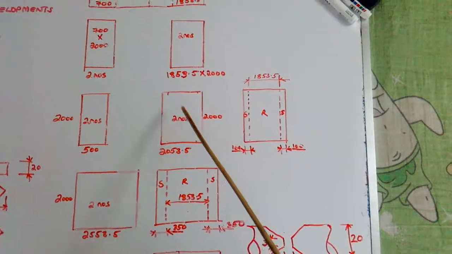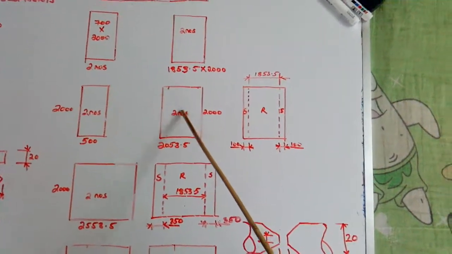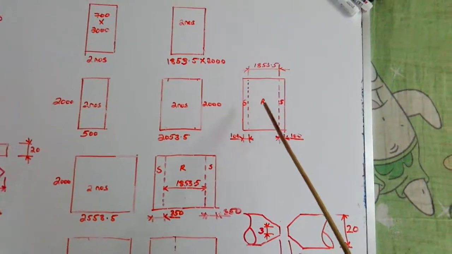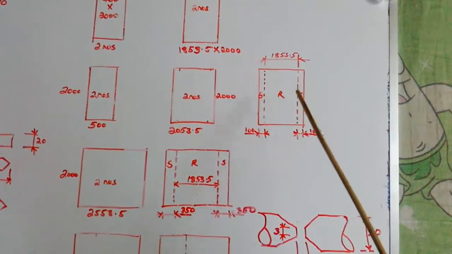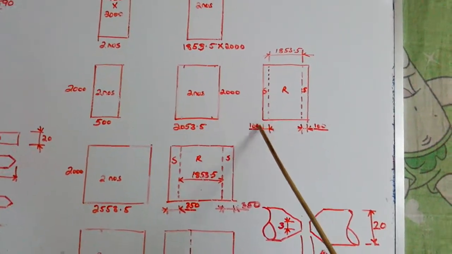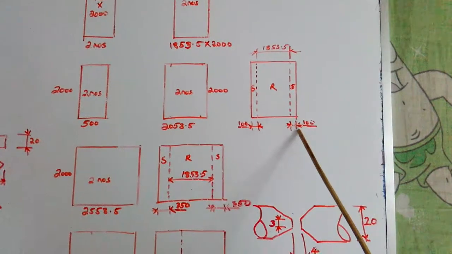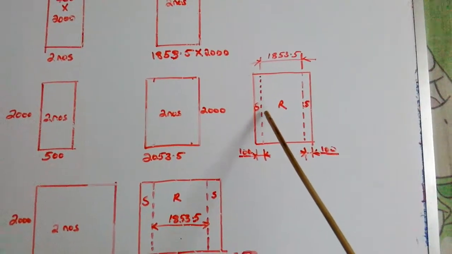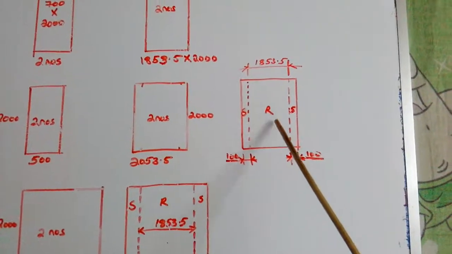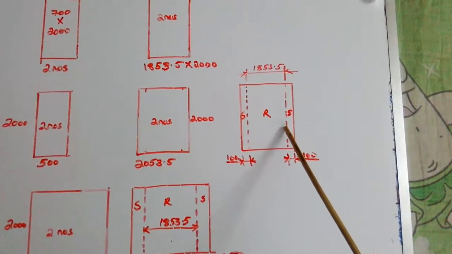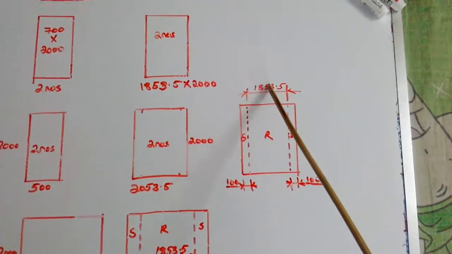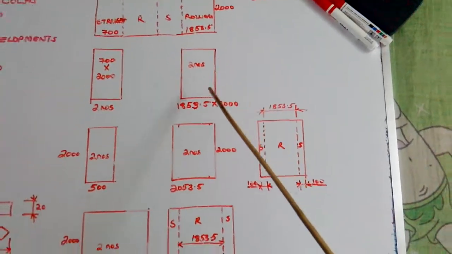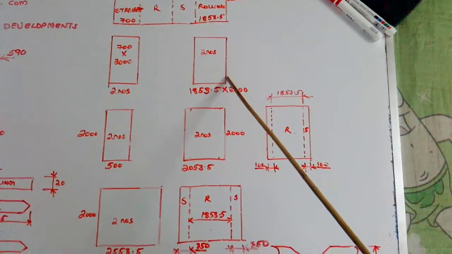This job's description I have given here only. It is for your acknowledgement. 100 mm extra, here also 100 mm extra, that is the straight portion, and the center portion from dotted line to dotted line has to be rolled. That measurement is 1853.5. We had told you 1853.5.